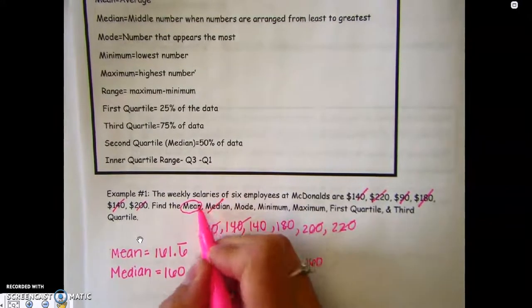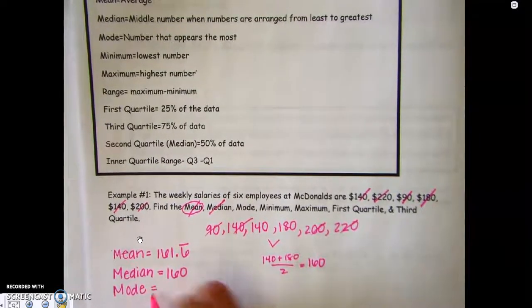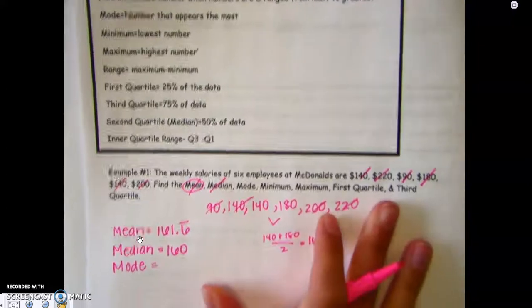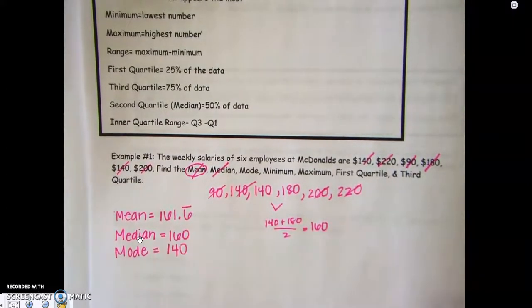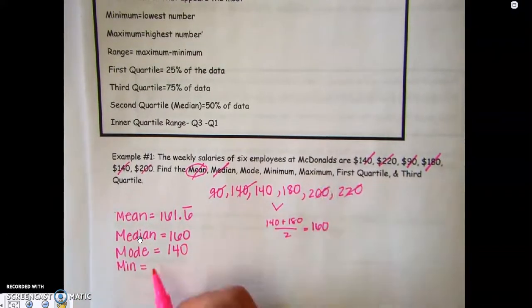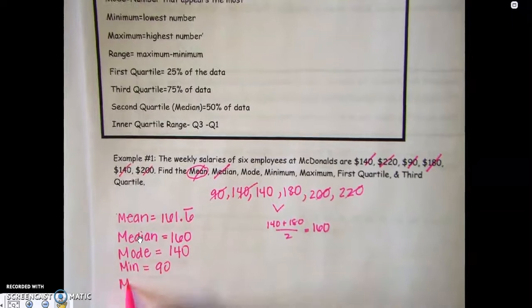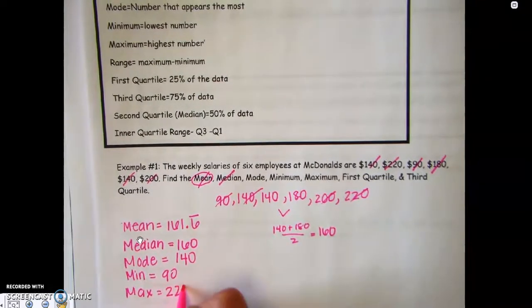My mode is a number that appears the most. So this would be 140. And because 140 happens twice, it's the mode, though sometimes a data set doesn't have a mode at all. The minimum number is 90. That's my smallest. And my largest, my max, would be 220.